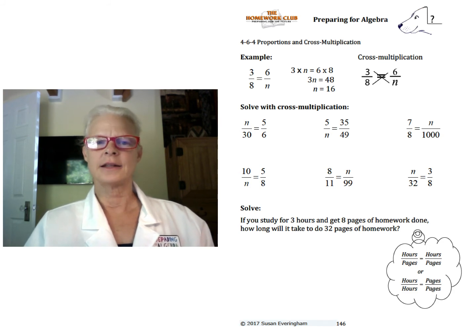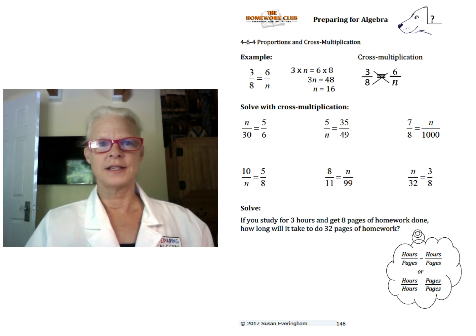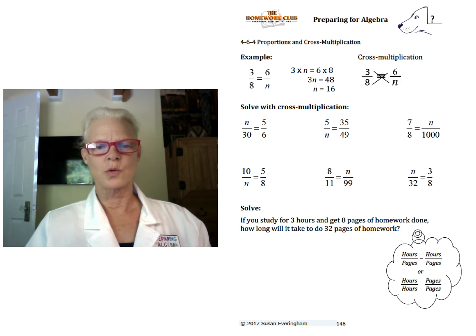3 over 8 equals 6 over n. So we're going to cross multiply and get 3 times n equals 6 times 8, 3n equals 48, divide by 3 both sides, n equals 16, and you can see that that is in fact true. Go ahead and solve with cross multiplication the next 6 problems, and then there's one very simple word problem, set it up exactly the way we've done here.